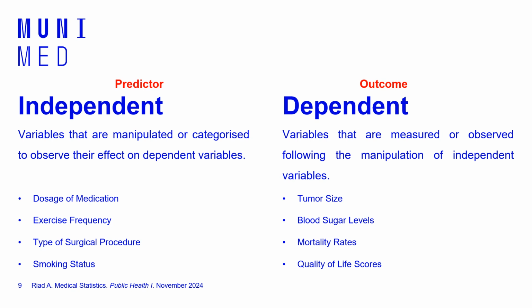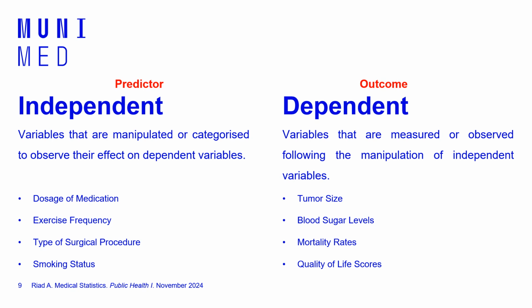Then type of surgical procedure. If you are in clinical trial and comparing different surgeries to see the outcomes of the patients later on, this is definitely the predictor or the independent variable. The smoking status, if you compare smokers to non-smokers, smoking status itself in this case will be the independent variable or the predictor. On the other hand, the outcome or the dependent variable are the results or the things that will happen based on manipulation of the independent variable.